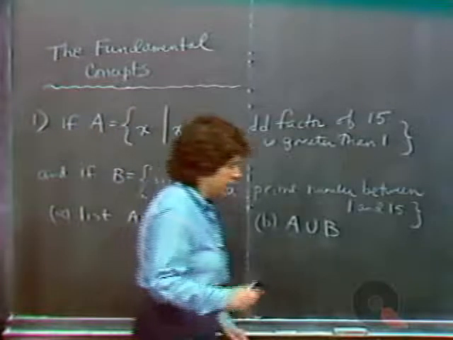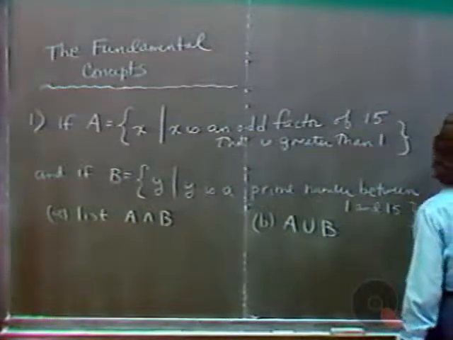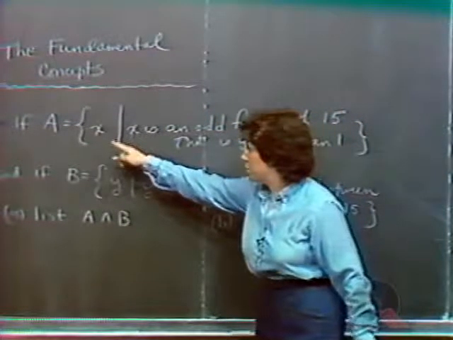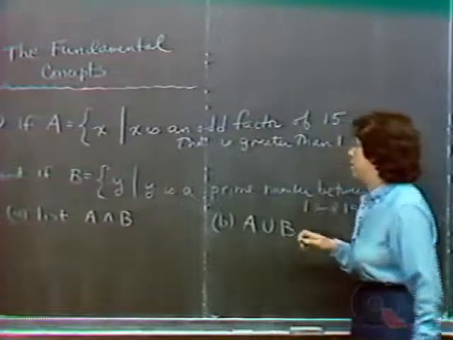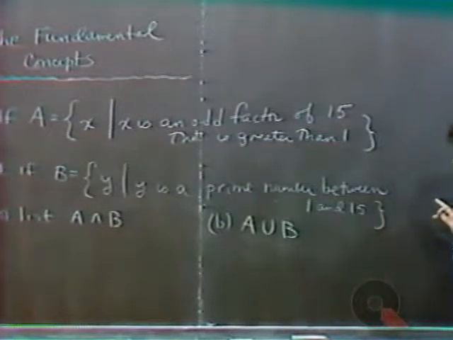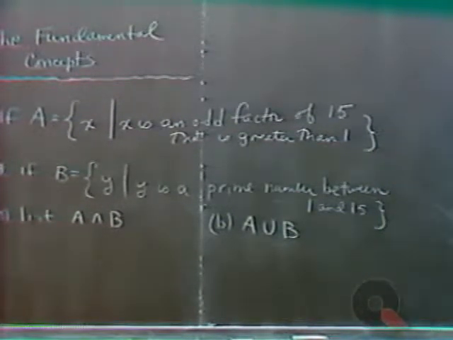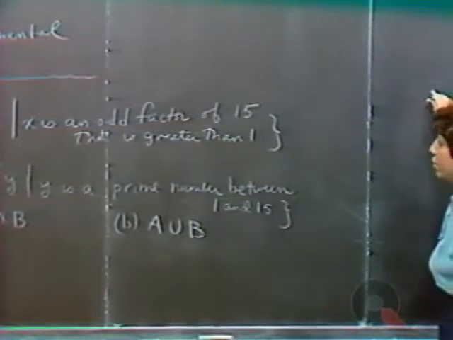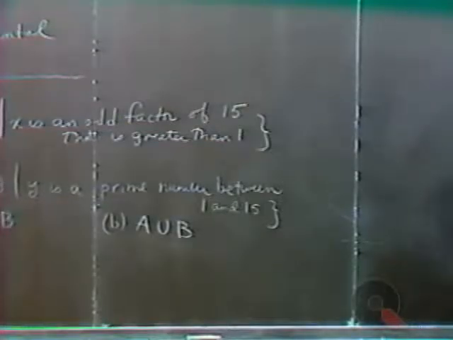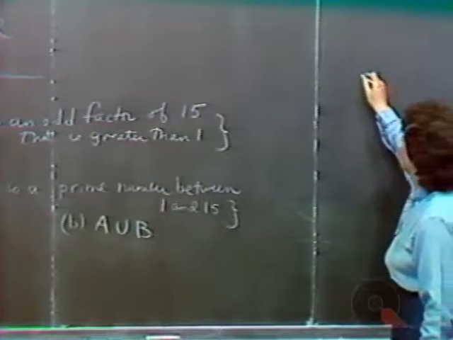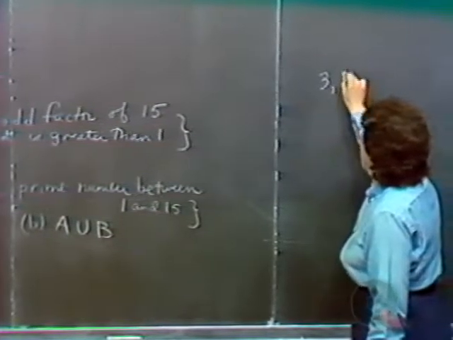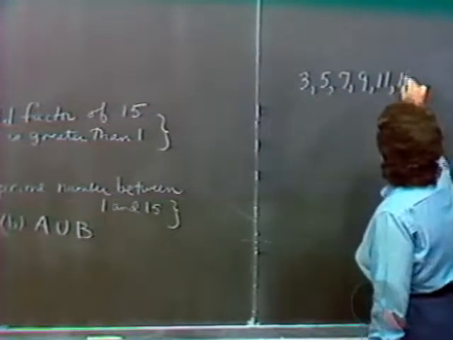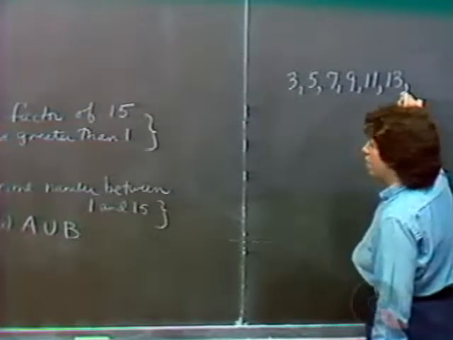Okay, let's first list all the numbers in set A and in set B. Set A is the set of all numbers x such that x is an odd factor of 15 that is greater than 1. Let's look at odd numbers greater than 1 that could possibly be factors of 15. Greater than 1, next would come 3, 5. I'm just writing down all the odd numbers. 7, 9, 11, 13, 15.